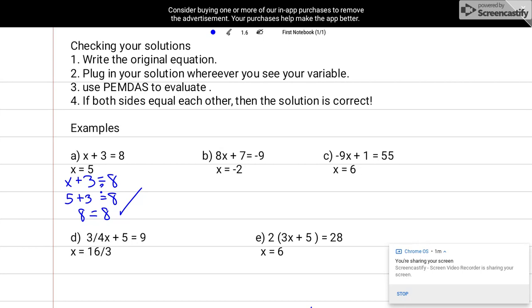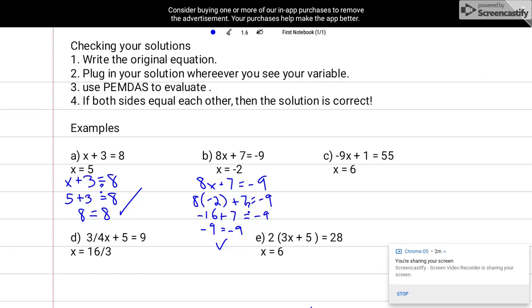Let's look at B. So I'm going to start by rewriting my original. 8x plus 7 equals negative 9. And when I plug in the negative 2, I have to use parentheses because really 8 times x is what 8x is saying. Plus 7 equals negative 9. So let's use our PEMDAS. 8 times negative 2 gives me negative 16. Plus 7 equals negative 9. And I want to know if those are equal. Well, negative 16 plus 7 is going to give me a negative 9. Negative 9 is equal to negative 9. So that is my solution, and I am done.